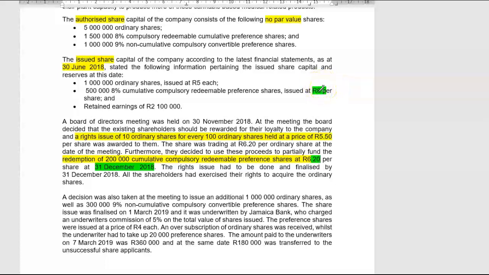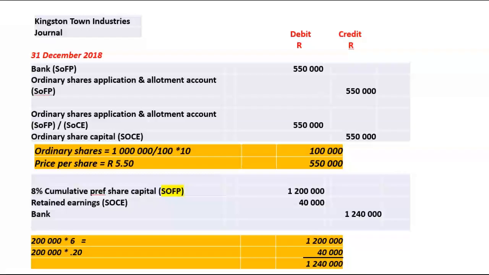It's all that's lying there. The excess of 20 cents per share is going to be taken out of retained earnings. So 8% cumulative pref share capital account. Statement of financial position, this is loan capital, 1.2 million. Retained earnings, the premium part, the 40,000, it's the 200,000 shares at 20 cents. And then I'm going to pay them the full amount of 1,240,000.